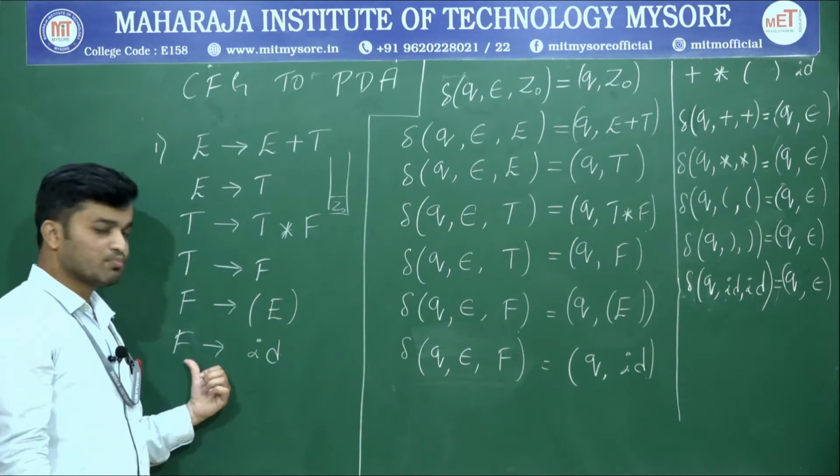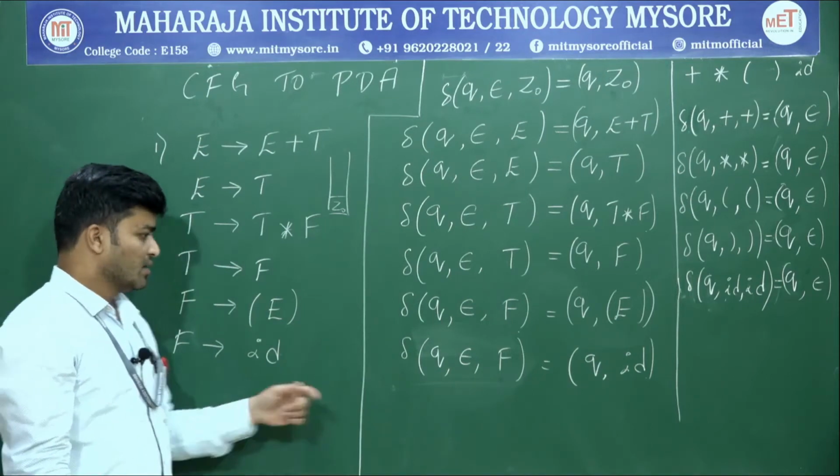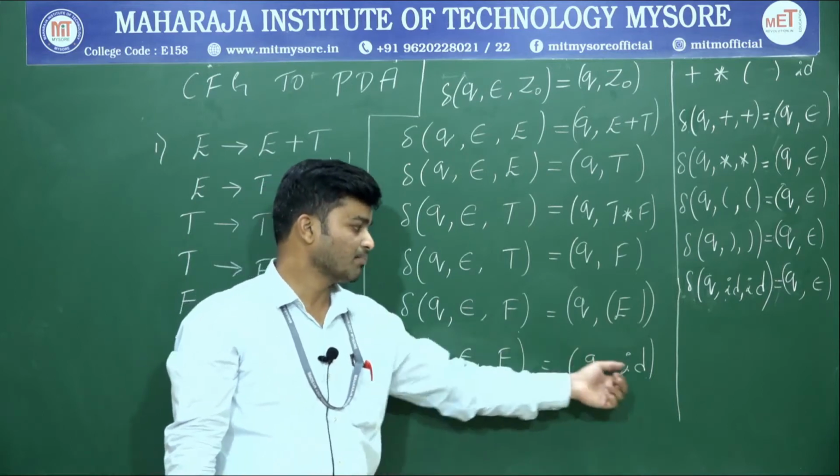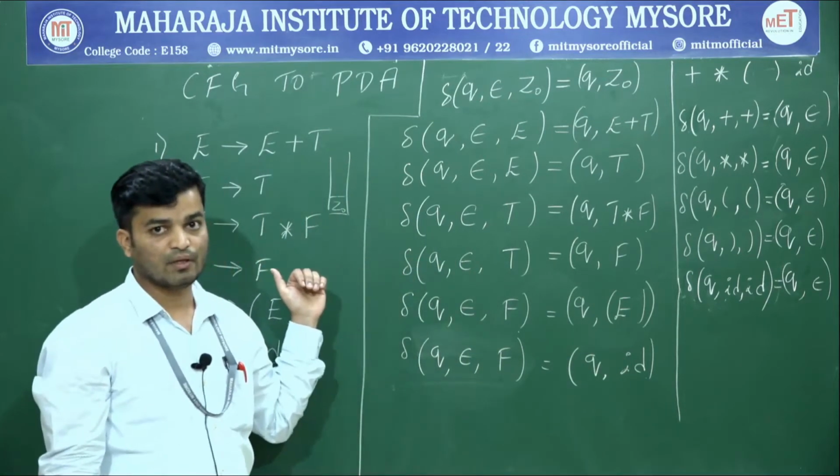And there is one more production with respect to F. F, I can replace with ID. If there is an F, I can replace that with ID within the stack. That is the meaning.